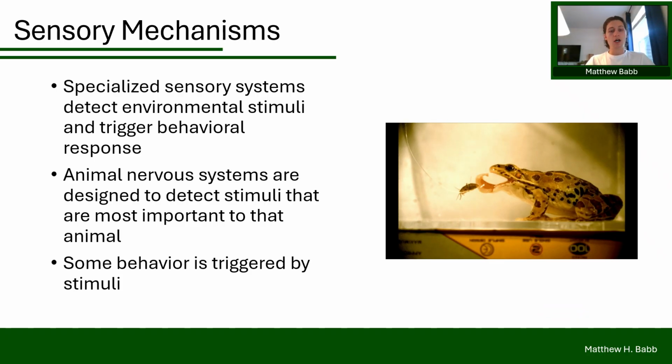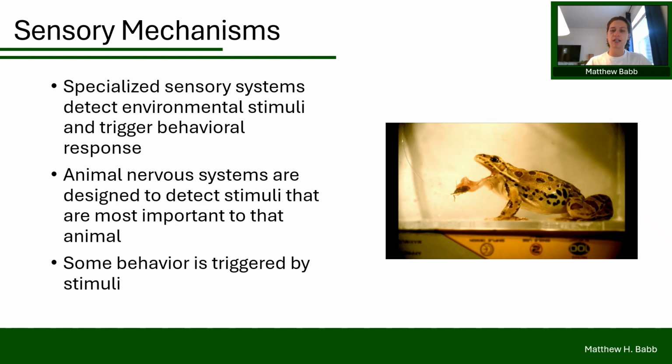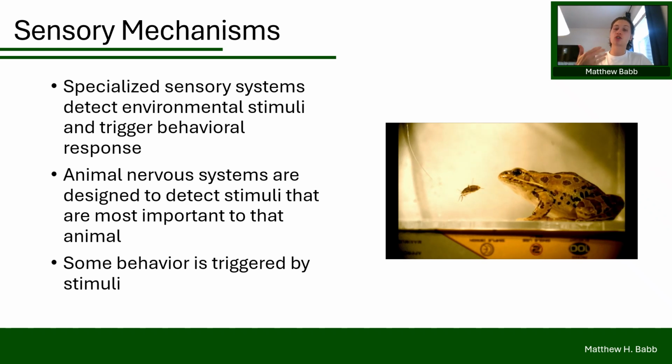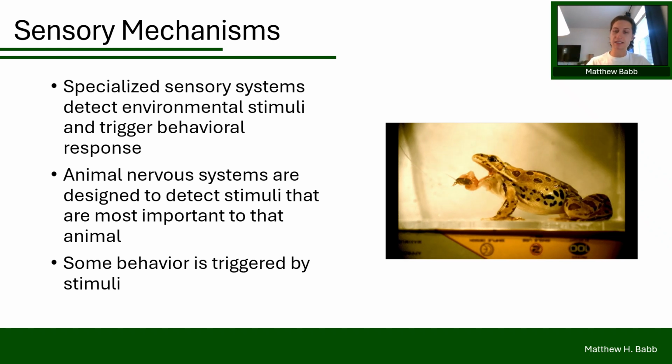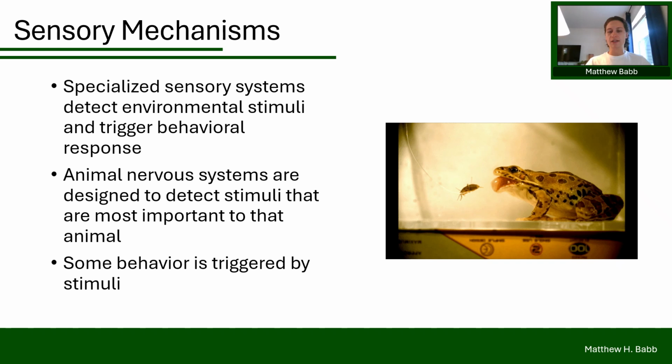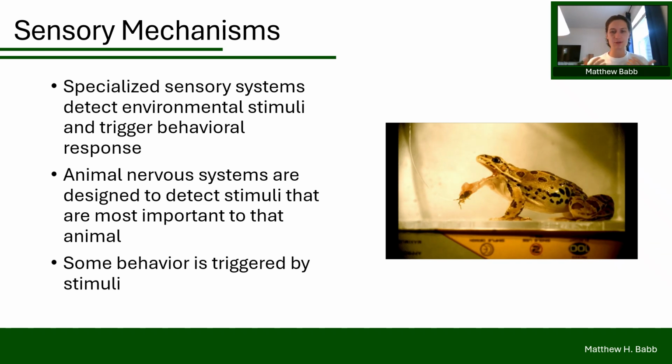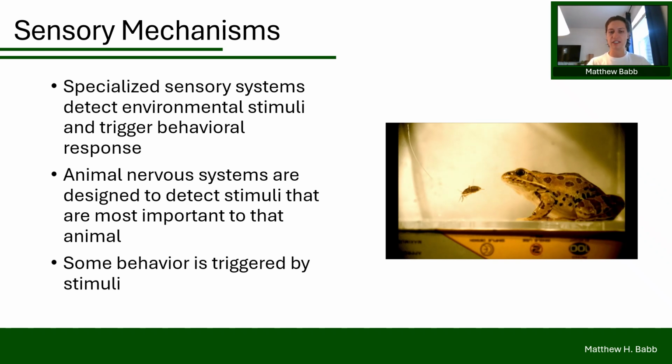So essentially, there are specialized sensory systems that are designed to detect certain environmental stimuli and then trigger a response in the animal. So an animal's nervous system is specifically designed to detect stimuli that are relevant or important to the animals, right? So if a stimuli is not important to the animal, then their sensory systems won't be designed to either pay attention or detect it.